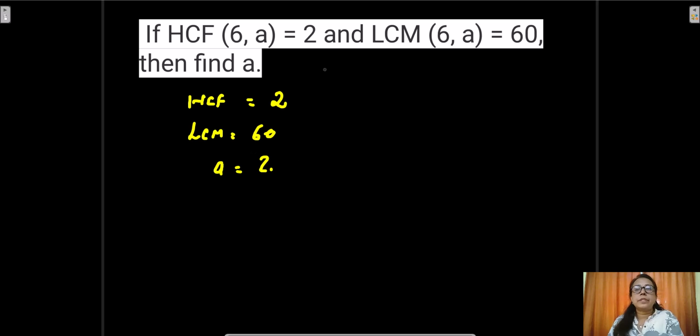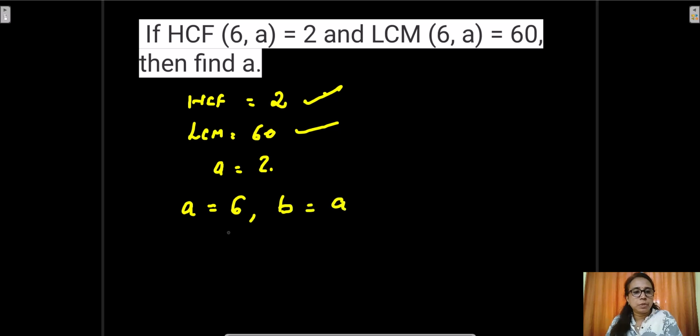Now HCF is given, LCM is given, for two numbers 6 and A. Two numbers, I have taken the second number as A, first number as 6. Now what is the formula for finding this number? HCF into LCM is equal to the product of two numbers, A into B.